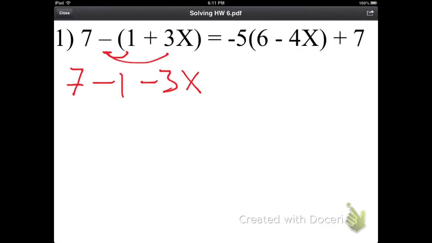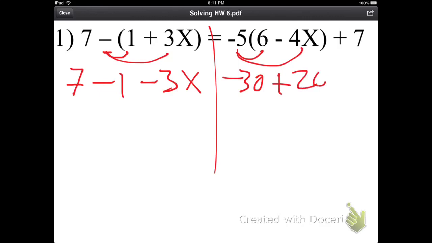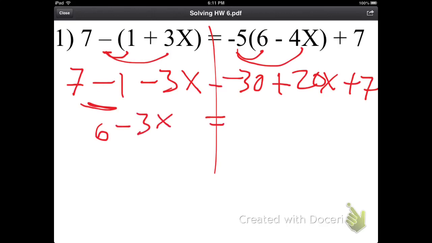Right side, we got negative 5 times 6 is negative 30. Negative 5 times negative 4 is positive 20x, and we got plus 7 over here. Okay, combine like terms on both sides. This is really easy. On the left here, 7 minus 1 is 6, and you got your subtract 3x. And on the right side, you've got negative 30 and positive 7. When you add those together, you get negative 23.